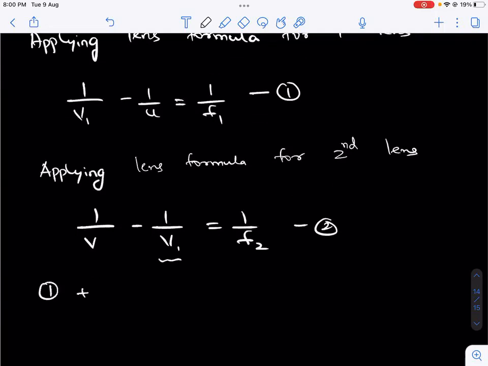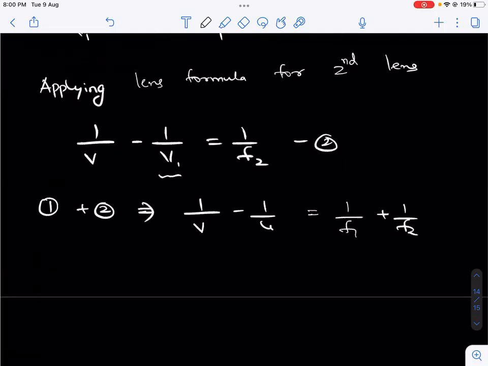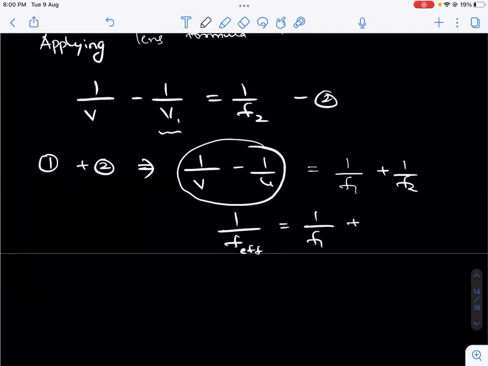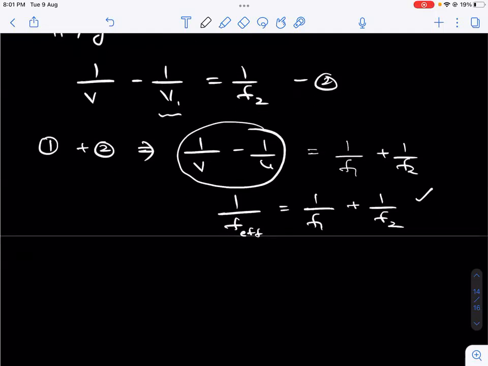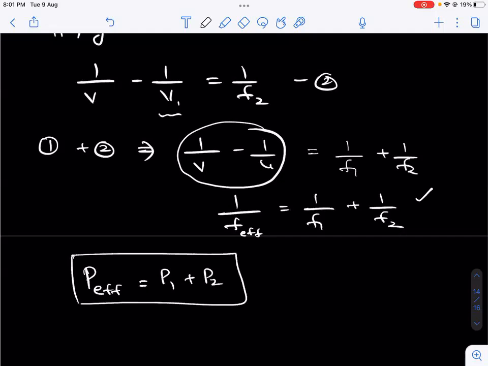When I add 1 and 2, what will we get? 1 by v minus 1 by u is equal to 1 by f1 plus 1 by f2. So 1 by v minus 1 by u will be 1 by f effective, which is equal to 1 by f1 plus 1 by f2. So this will be the relation between equivalent focal length and the individual focal lengths. So what will be the effective power? If you have n lenses in contact with each other, you just need to add everything.